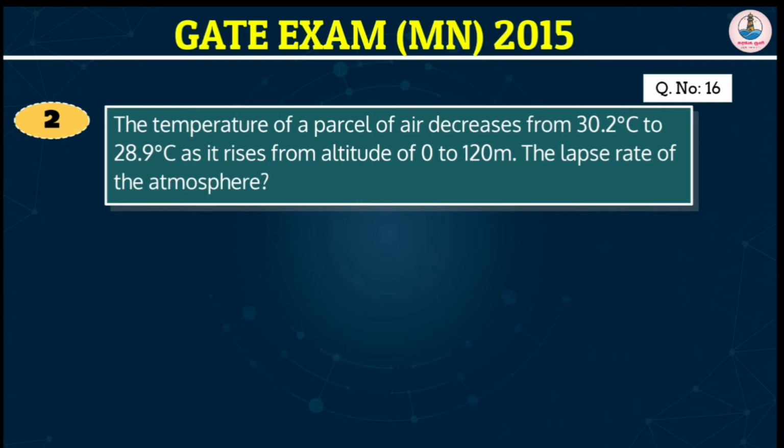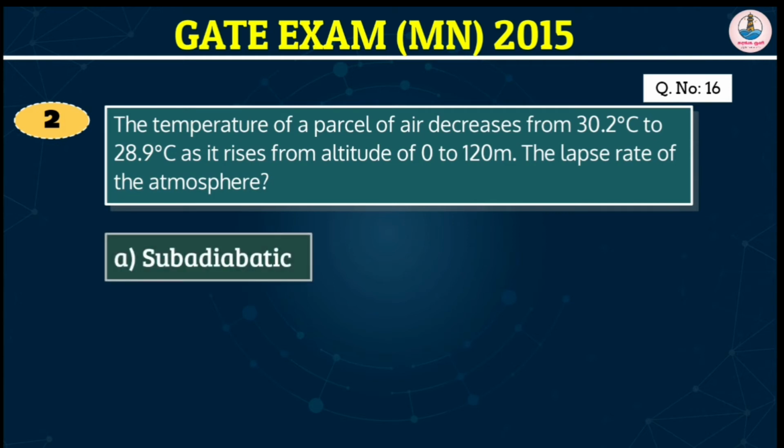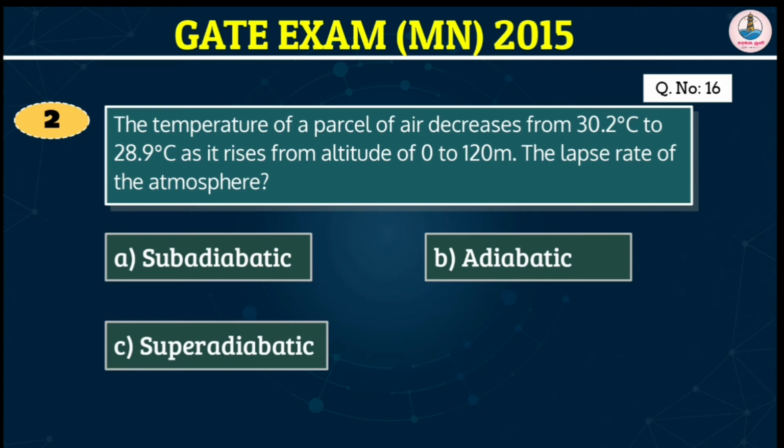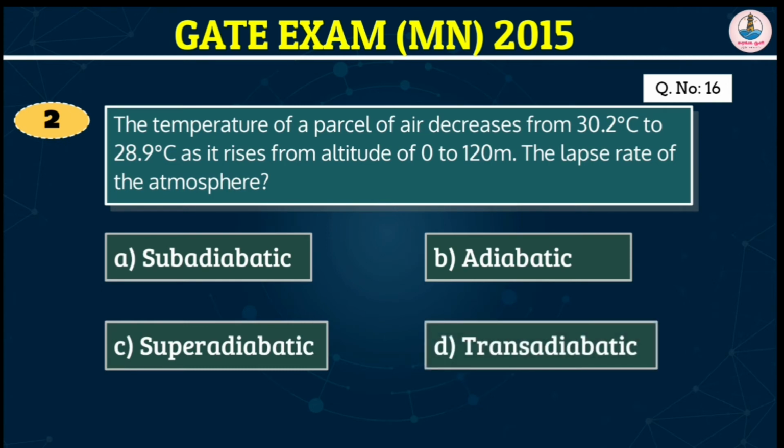Question number 16. The temperature of a parcel of air decreases from 30.2 degrees Celsius to 28.9 degrees Celsius as it rises from an altitude of 0 to 120 meter. The lapse rate of the atmosphere is, it is a multiple choice question. Option A, subadiabatic. Option B, adiabatic. Option C, superadiabatic. Option D, transadiabatic.